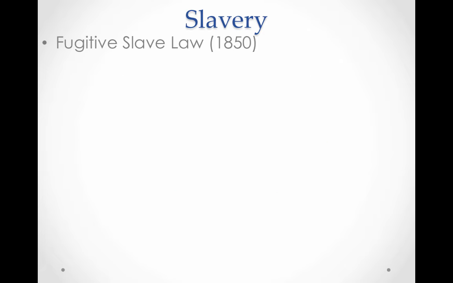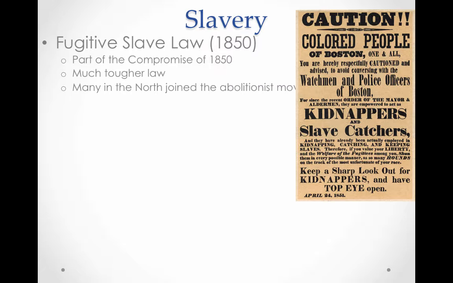All right, so let's start talking about the Fugitive Slave Law. This was part of the Compromise of 1850. This was an incredibly tough fugitive slave law that required Northerners to actively participate in the return of runaway slaves. And this made many join the abolitionist movement in the North. It made many people in the North jump on the abolitionist bandwagon.